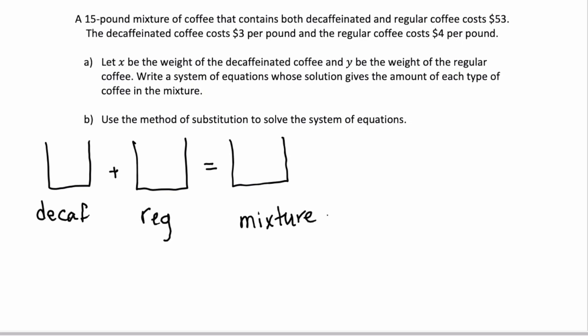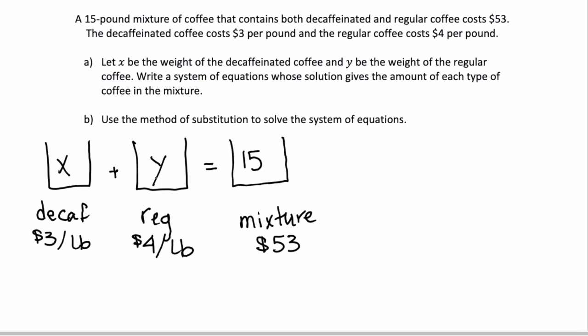Now, what do we know about each of these? Well, we know that we have 15 pounds total for our mixture. We know that the mixture costs $53. We know that decaf is $3 per pound. And regular is $4 per pound. Then we're also told that X is the weight of the decaf and Y is the weight of the regular.